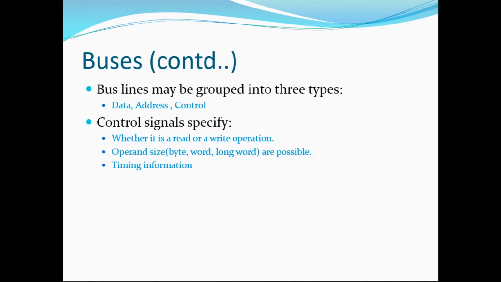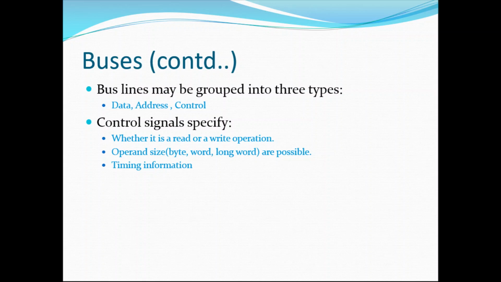The control signal generally represents the read or write operation. What is the operation you want to perform? Generally these are the two control signals: either a read operation or a write operation. The control signal may also specify the size of the operand. Operand means data. What is the size of the data? Whether the data is represented as a byte, word or long word, whatever it may be. Again, the word size varies with computers, as we already know.